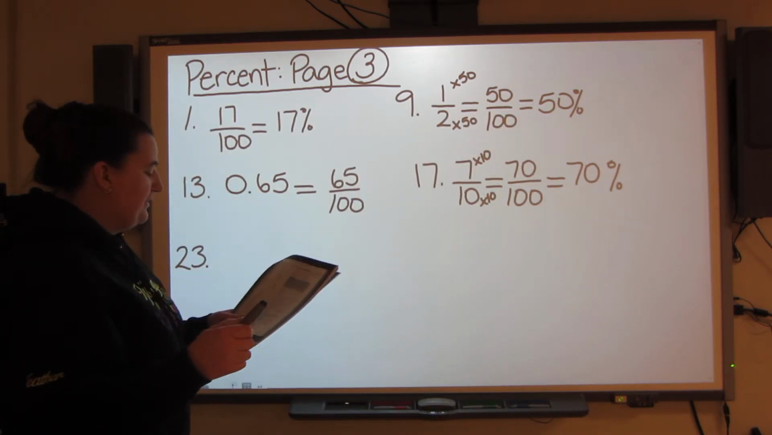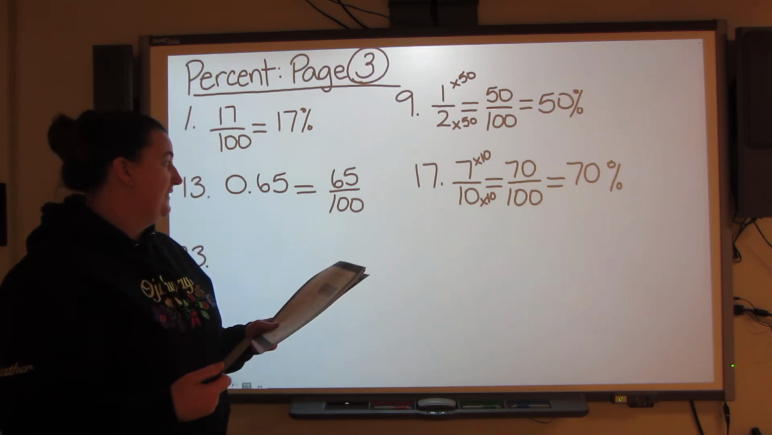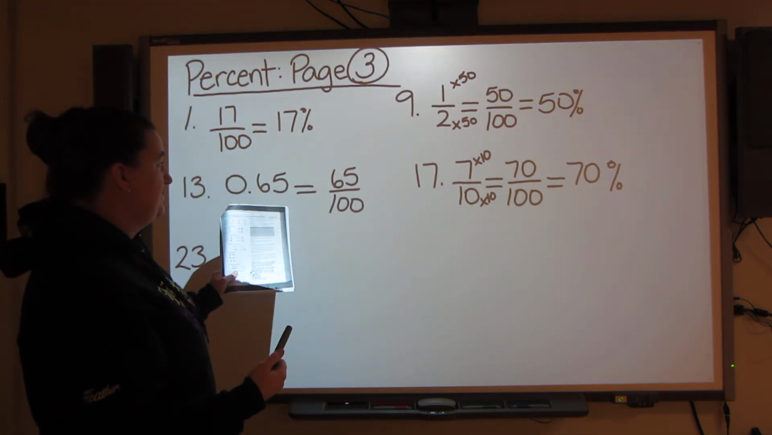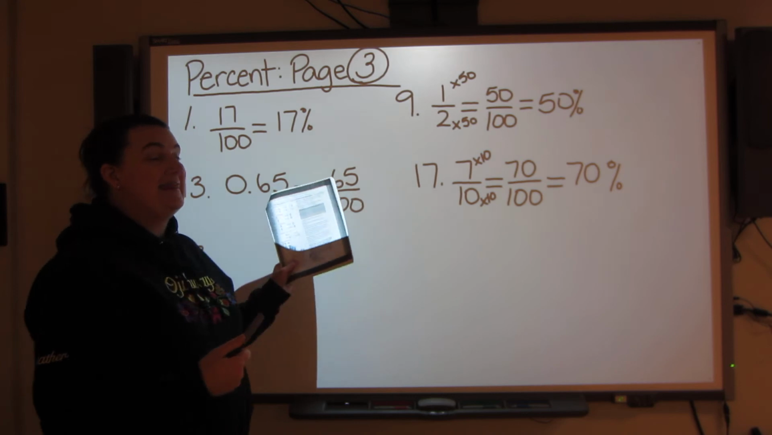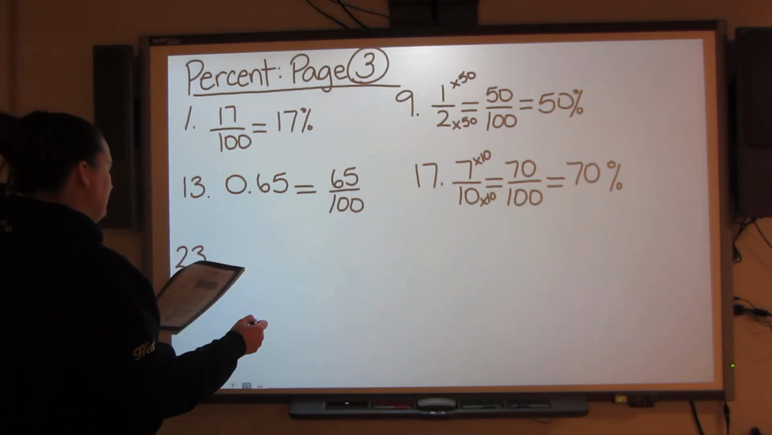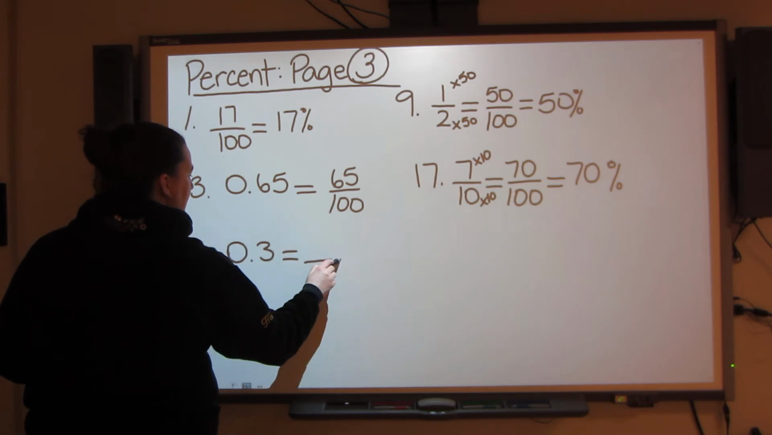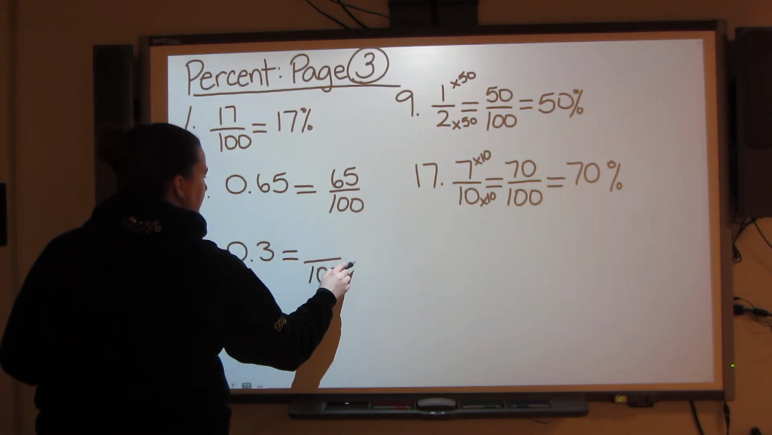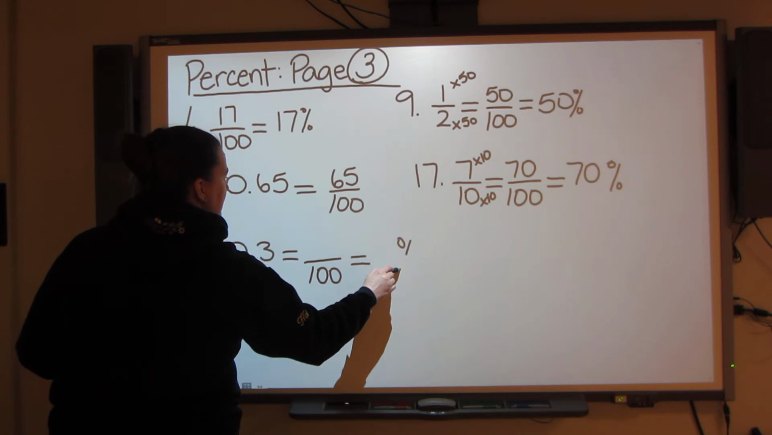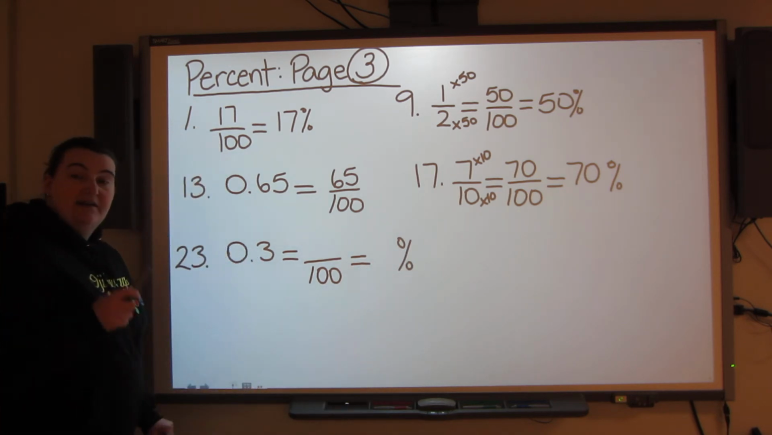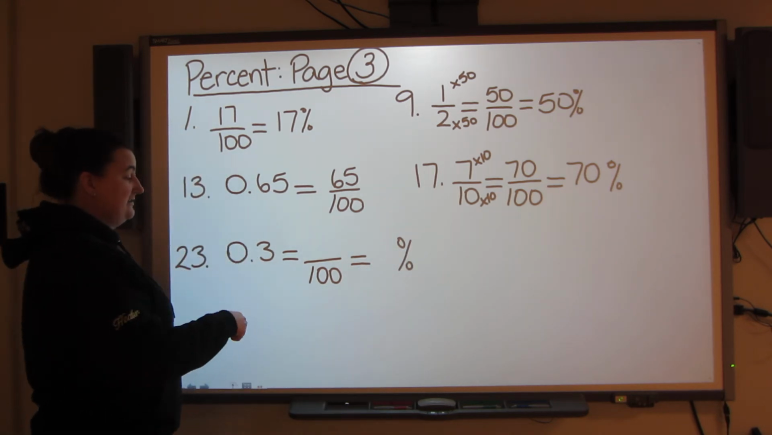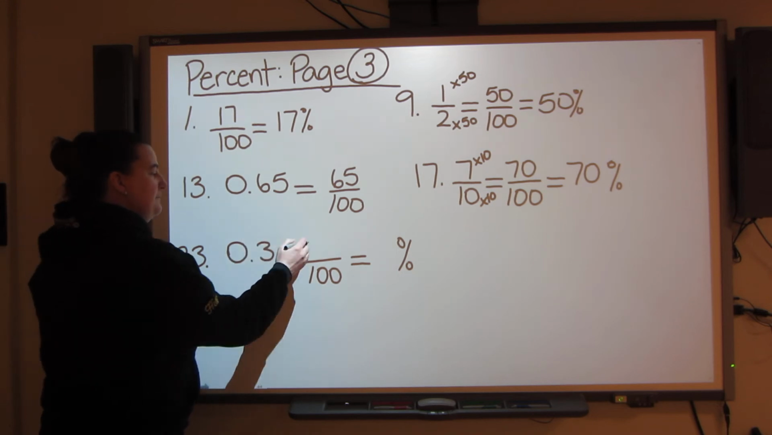On number 23, I have a decimal, which I am once again going to change into a fraction and then change into a percent. So if I have 0.3, what does that equal over 100? And what does that equal as a percent? Now remember when you're doing decimals, this is the tenths.